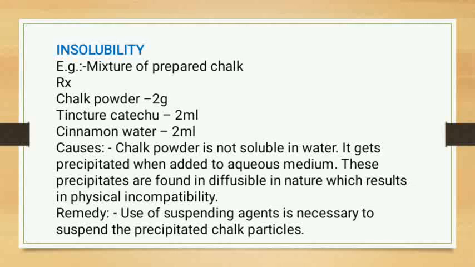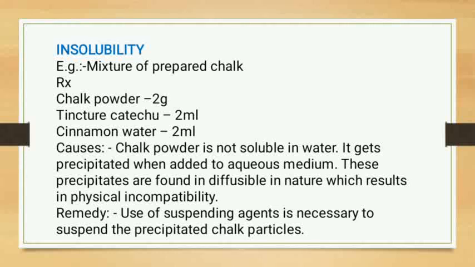However, by using a suitable suspending agent such as 2% weight by volume of compound tragacanth powder, it can be overcome, right? That is, if we use a suitable suspending agent, we can overcome this problem. So use of a suspending agent is necessary to suspend the precipitated chalk powder. So this is how we can overcome this type of physical incompatibility that has occurred because of insolubility.